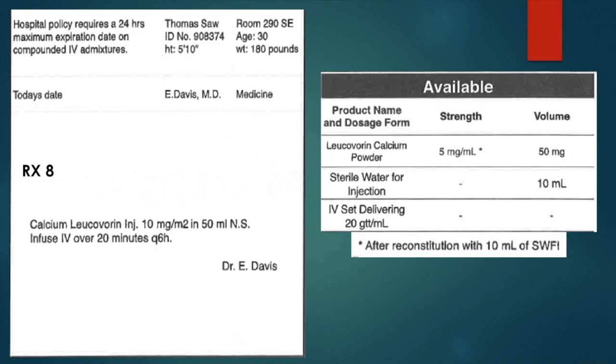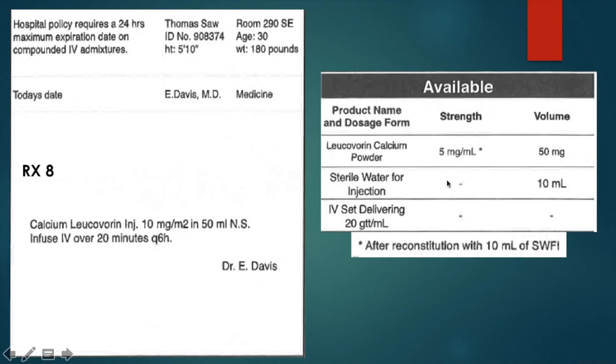It's so straightforward. Calcium leucovorin injection. We need this much in 50 ml NS and infuse it over 20 minutes. Okay, where am I going to get my leucovorin? Okay, we have some leucovorin powder in the pharmacy. It's 50 milligrams. It's not like we could draw up powder and just put it into this solution. Here, you have to reconstitute it. So you reconstitute it with 10 ml of sterile water for injection.